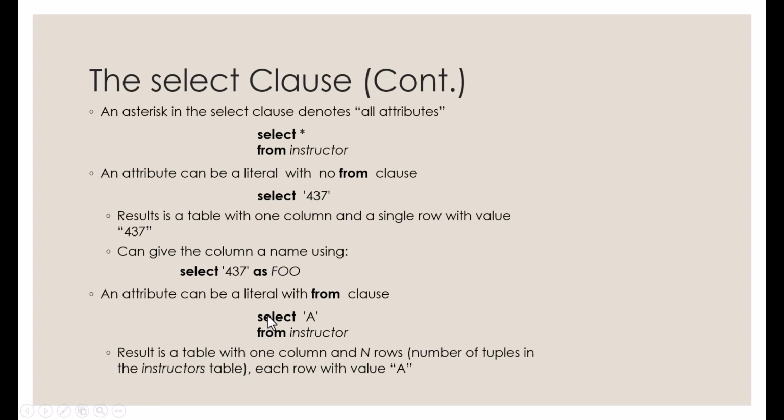And you can select 'A' from instructor. So the result is a table with one column. It will have n rows, the number of tuples in the instructor table, and each row will have a value A.